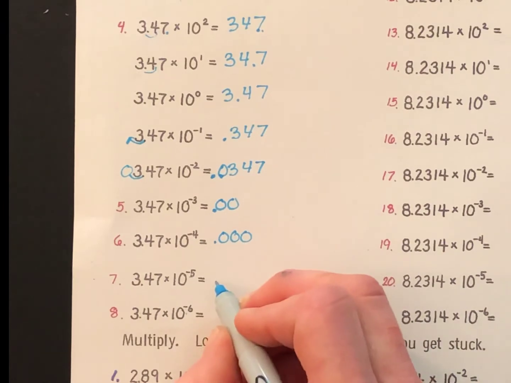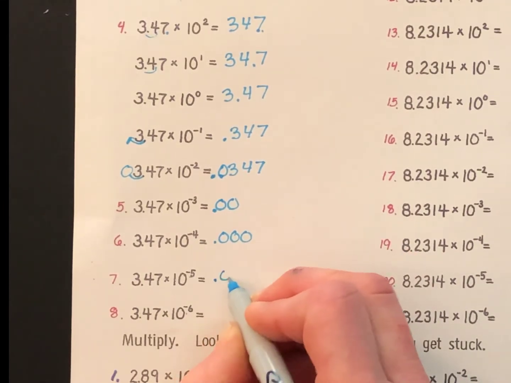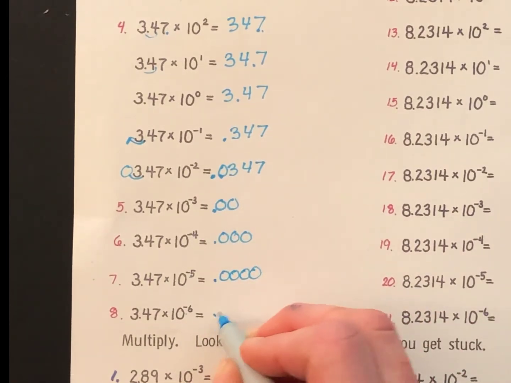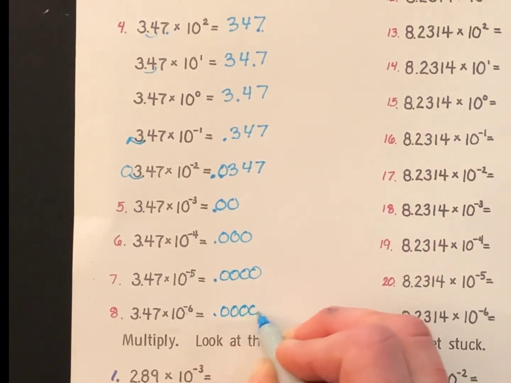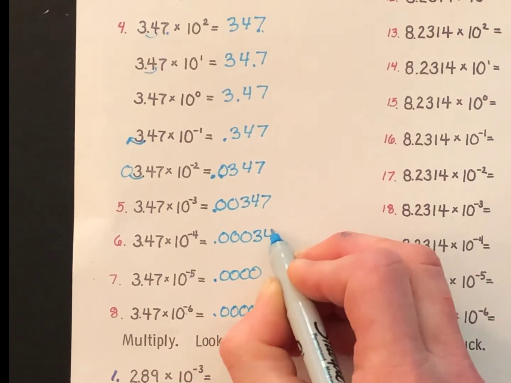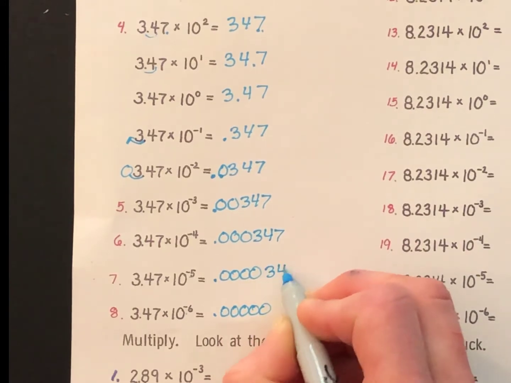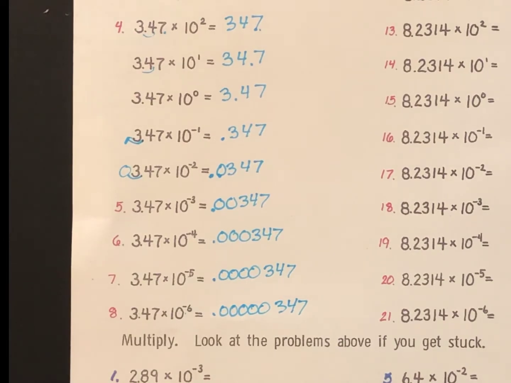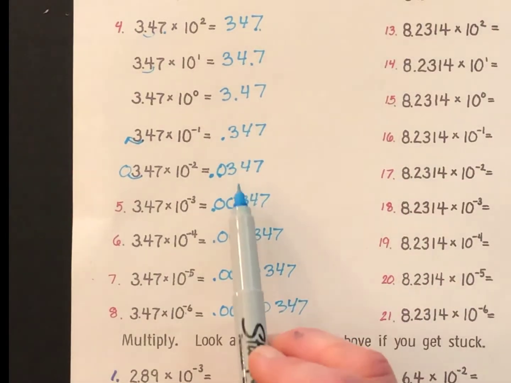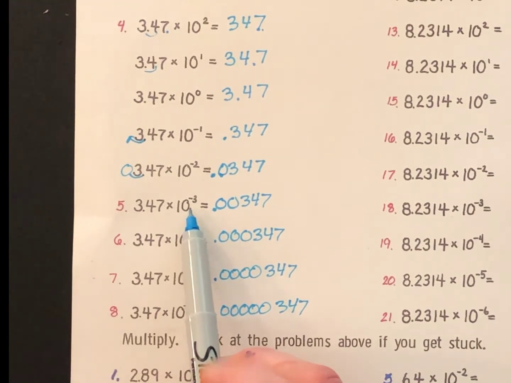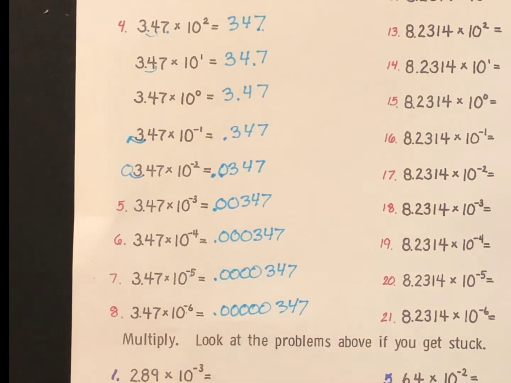Then I'm going to have 4 zeros. I've got 1, 2, 3, 4. So then I'm going to have 5 zeros. And then 347. Just like that. So you see the pattern. As the negative exponent gets bigger, the number itself gets bigger, but the value gets much, much, much smaller.